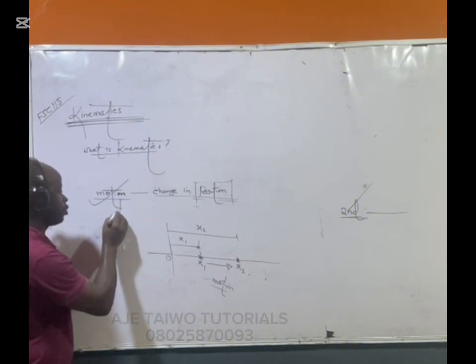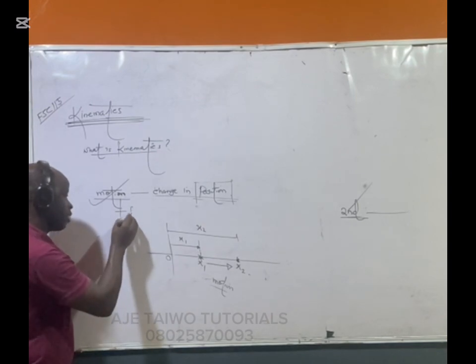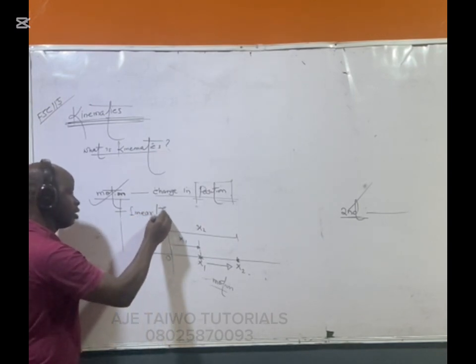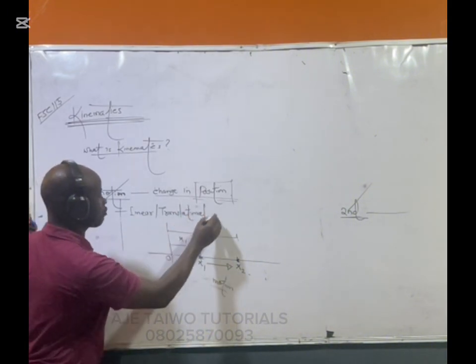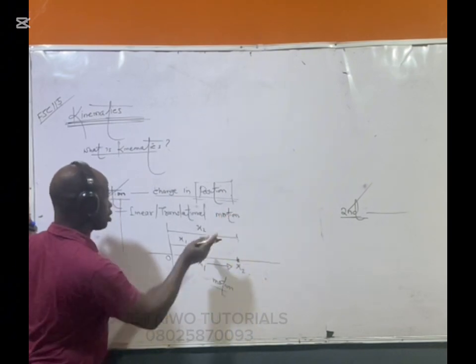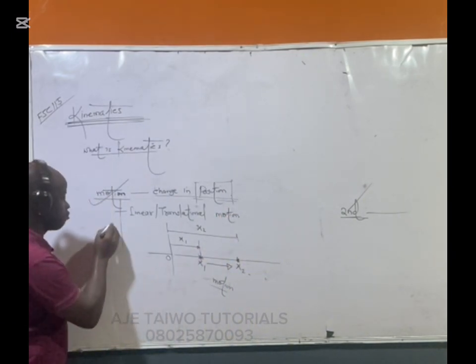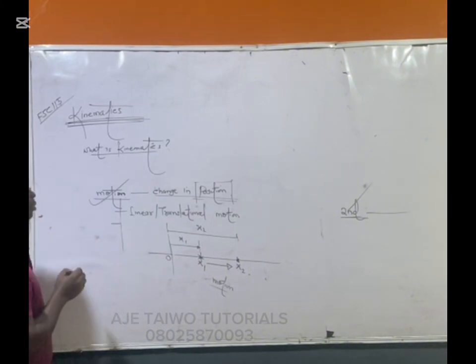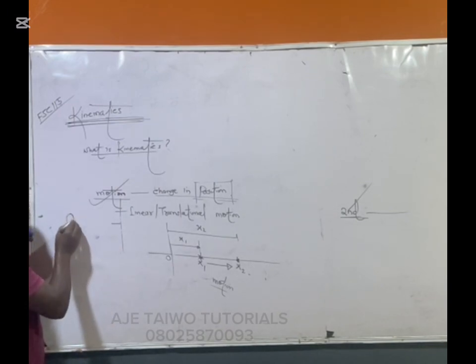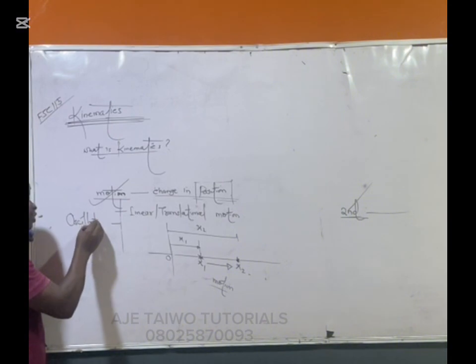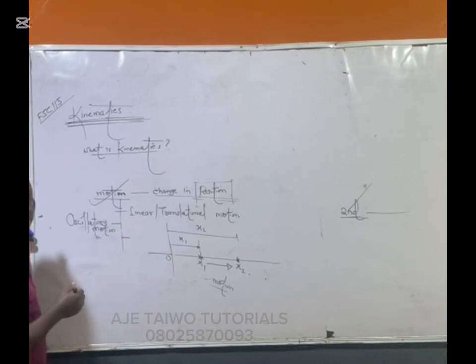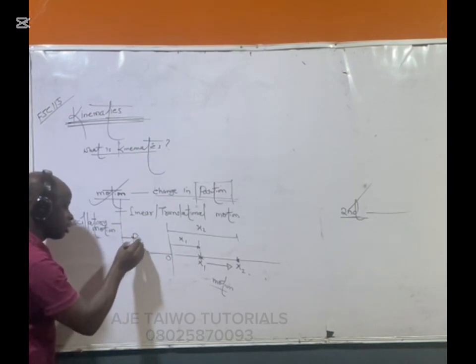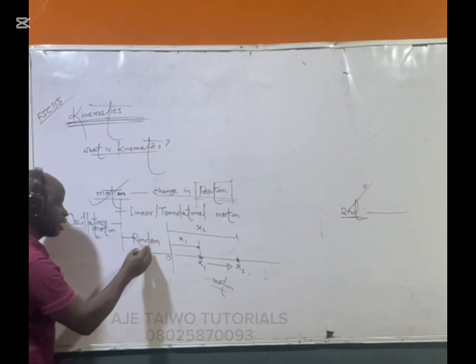What are the types of motion? We have linear or translational motion. Types of motion is your writing. Linear or translational motion. What other types of motion do you know? Who is telling me? Oscillatory motion. God bless you. Oscillatory motion. You can give me another one. Random motion. So the types of motion.